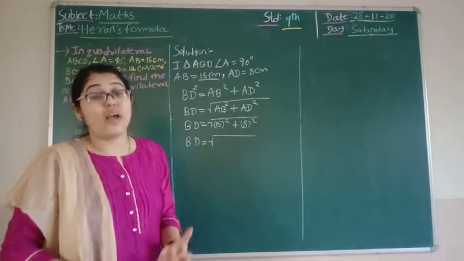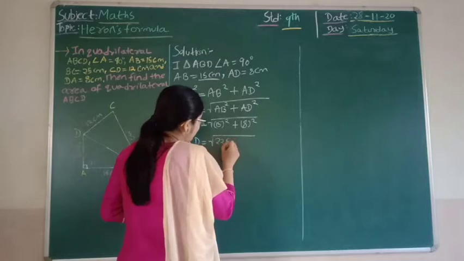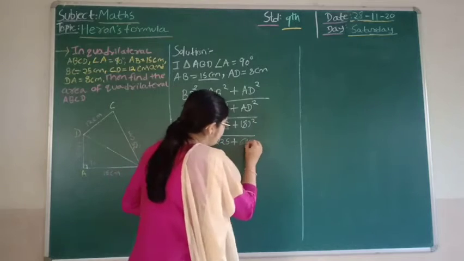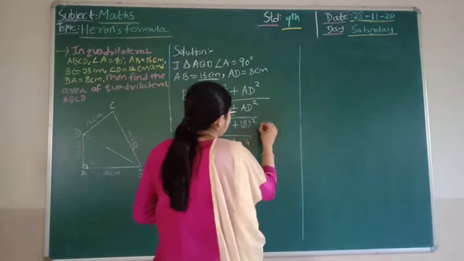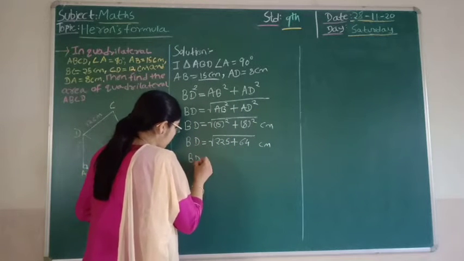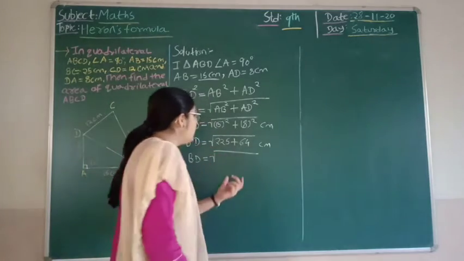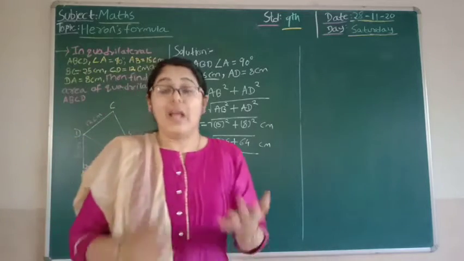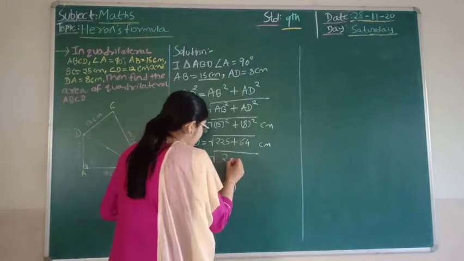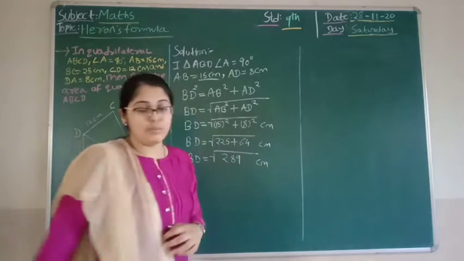Now we know the square of 15 is 225 and the square of 8 is 64. So I am writing over here 64, and you need to write the unit centimeter along with it. So BD will be equal to under root of 225 plus 64, and the total of 225 plus 64 is 289, so we get under root 289 centimeter.